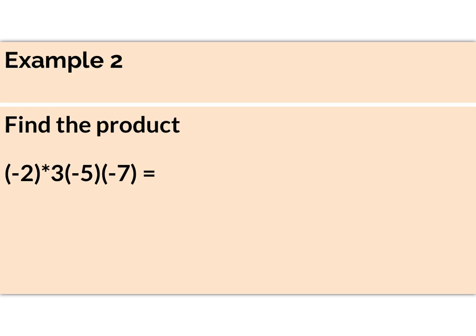Okay, first thing we're going to do here is count the number of negative factors. We have 1, 2, 3, which is an odd number. We know we're going to get a negative product. So our product is negative.